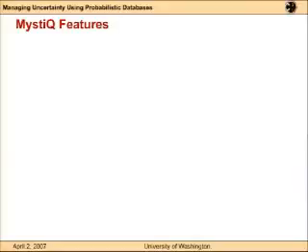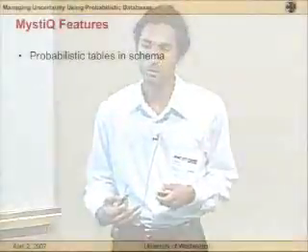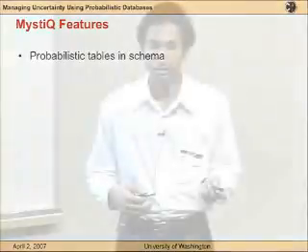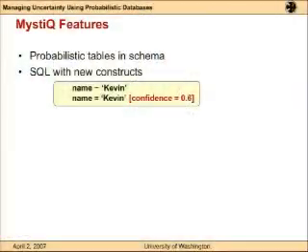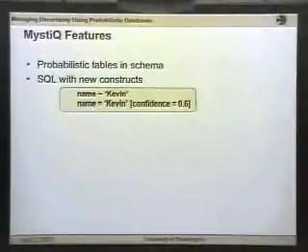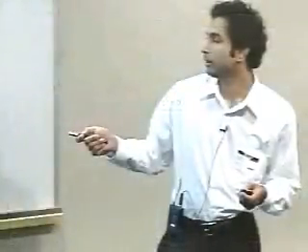Let me show you some of the features Mystic has. You can have probabilistic tables in the schema, and you can describe which attributes are probabilistic and whether they're independent or disjoint. The SQL has the following two new constructs. You can say name is similar to Kevin, and you can also associate a confidence with each predicate. So you're saying that maybe I'm completely wrong, maybe the name is something totally different, and I have only a certain confidence on a predicate. These are two semantically different constructs which are treated differently.